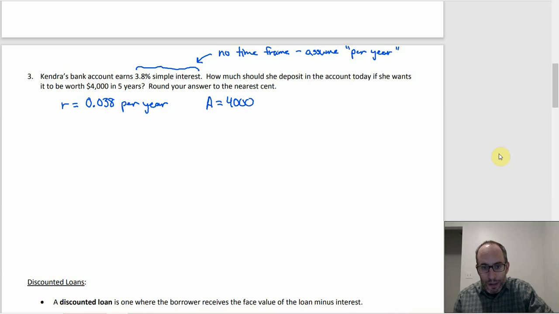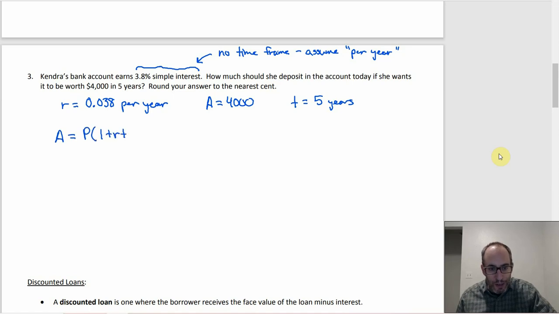And then T is 5 years. Okay, so T is in years, R is per year, good to go. Then we've got that A is P times the quantity 1 plus RT. And we're solving for P because we want to know how much she should deposit right now, what her initial investment, or her principal investment, should be.